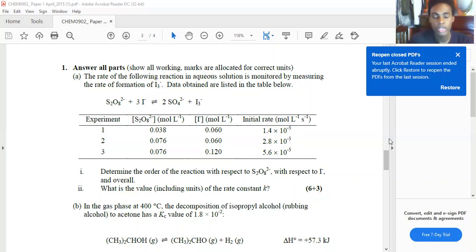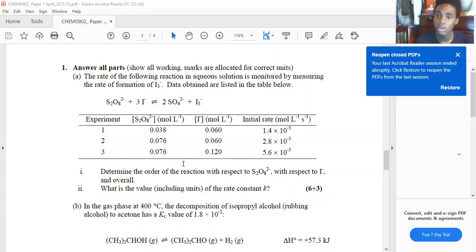So the quickest way to find out the order of the reaction for sulfur, for example, is this: when I use the first experiment, whatever you multiply to get the value for the second experiment for sulfur, at the bottom there's 0.076. Anything that you multiply 0.038 by to get 0.076, if you can do that for the initial rate of reaction for experiment 1 and 2, that means it's a first order reaction.